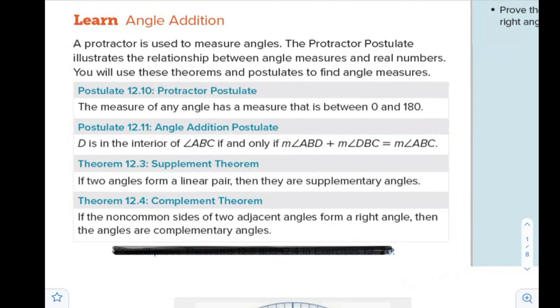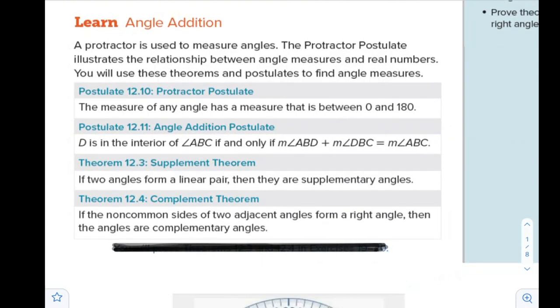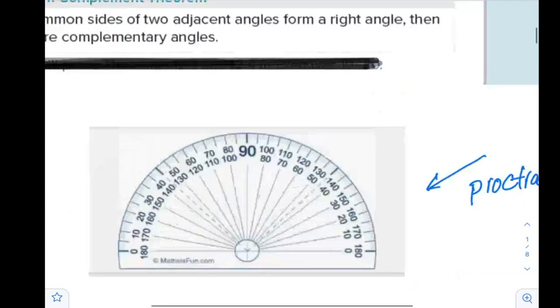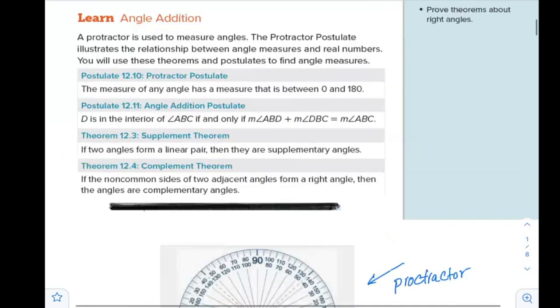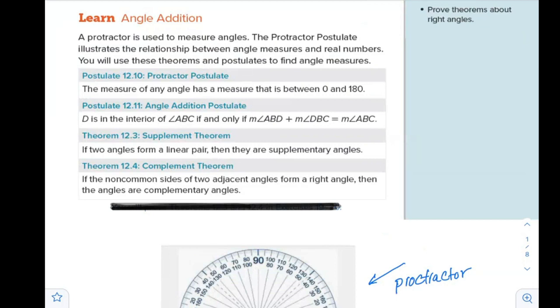First, angle addition. A protractor is used to measure angles. This is the protractor. A protractor illustrates the relationship between angle measures and real numbers. So we will use these theorems and postulates to find angle measures. The first one is the protractor postulate.